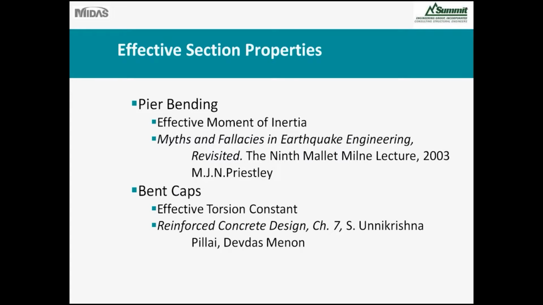For the effective section properties that I mentioned, we use the effective moment of inertia for the pier bending. The value I got from this came from a lecture by Priestley, and for typical bridge piers, this value would reduce the gross property by anywhere from 0.3 to 0.6. We use 0.5 for this structure. With the bent caps, as I was explaining the torsion, we were able to reduce to an effective property of 0.1 the gross torsional constant.